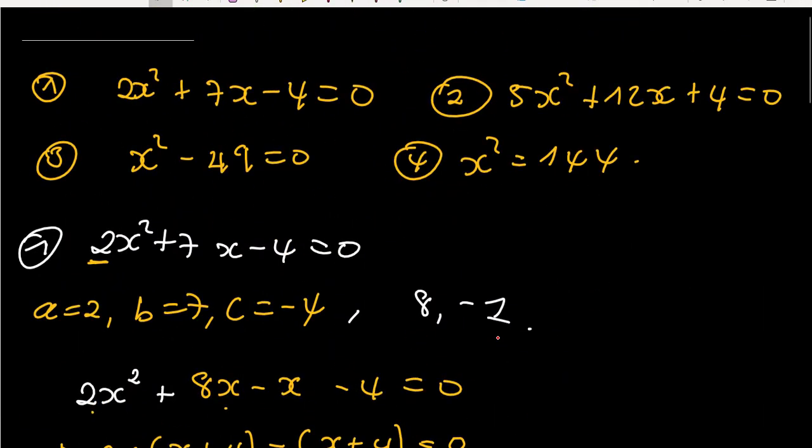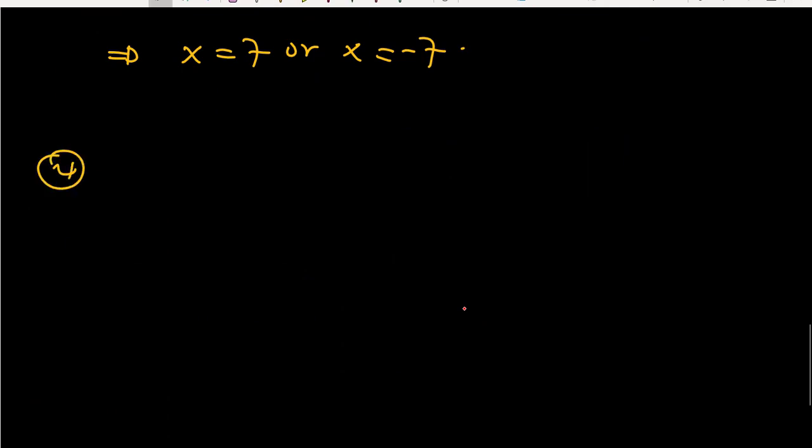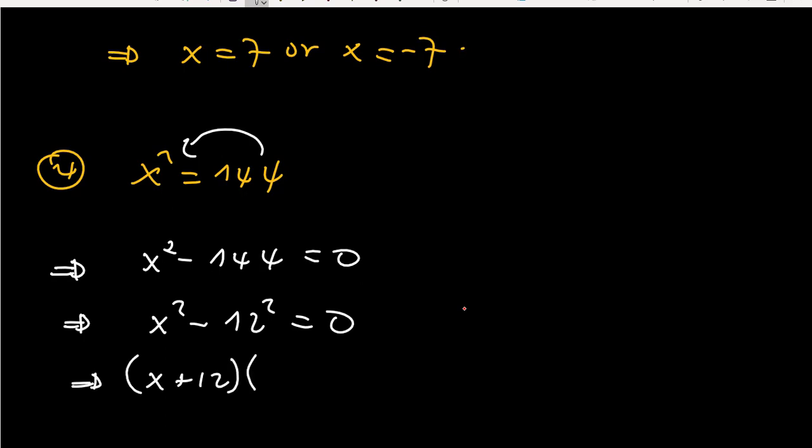And the last was x squared is equal to 144. So the first thing I will do is bring this term on one side. So I will get x squared minus 144 is equal to 0. Now 144 is the square of 12. So it means I get x squared minus 12 squared is equal to 0. We apply the same case, x plus 12 times x minus 12 is equal to 0.